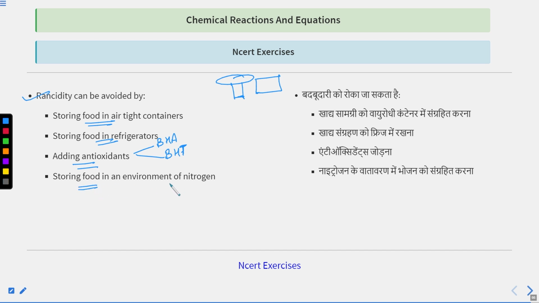Next is storing food in an environment of nitrogen. Nitrogen is an inert gas which is not reactive. So to avoid rancidity, we can use this method also. So rancid food is not good. Again, I'm repeating this point.